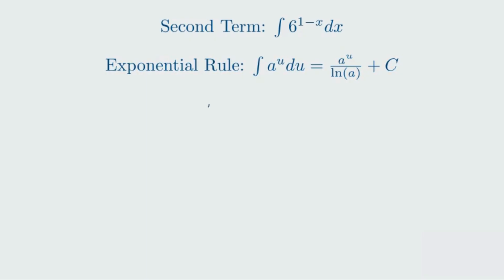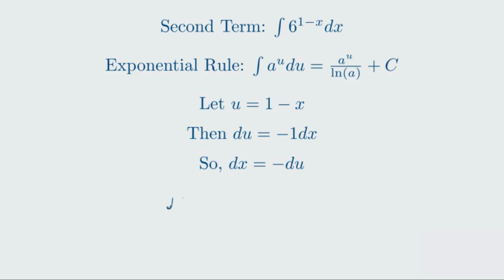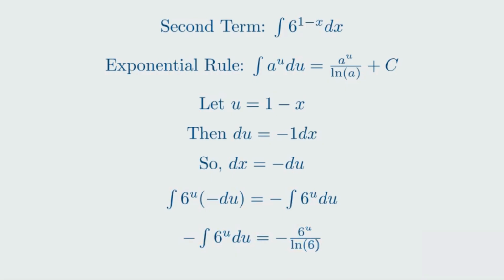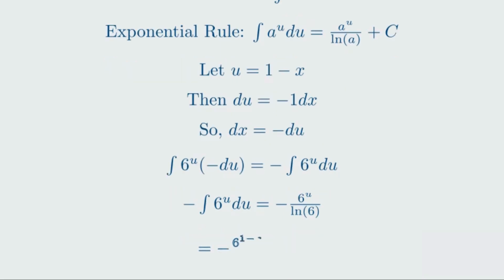Let's do that now. Let u equal the exponent, 1 minus x. Then the derivative of u with respect to x, du dx, is negative 1. This means du is equal to negative dx, or dx is equal to negative du. Now substitute these into our integral. We get the integral of 6 to the power of u times negative du. Now we can apply the rule directly. The integral is negative times 6 to the u divided by the natural logarithm of 6. Replacing u with 1 minus x, our final integral is negative 6 to the power of 1 minus x divided by the natural logarithm of 6.